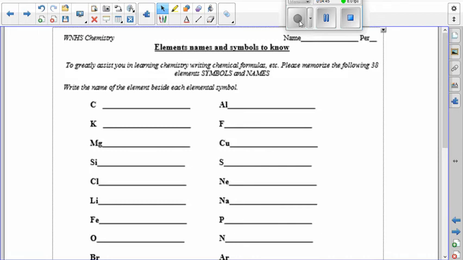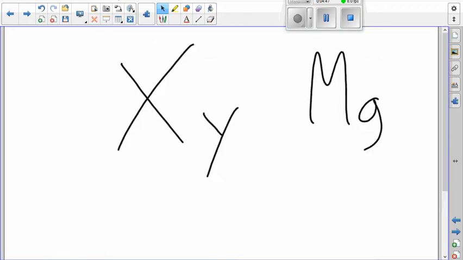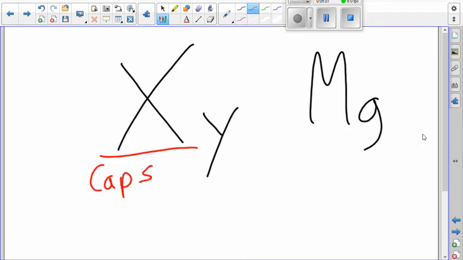Another thing that I want to point out is that symbols are a maximum of 2 letters. The first one will always be capitalized. There's no element XY, by the way, that's just made up. It will always be capitalized. If there is a second one, it will always be lowercase. So for example, carbon's symbol is just a C. It's not a lowercase c, it's a capital C. But if you're writing magnesium, it's capital M, lowercase g.